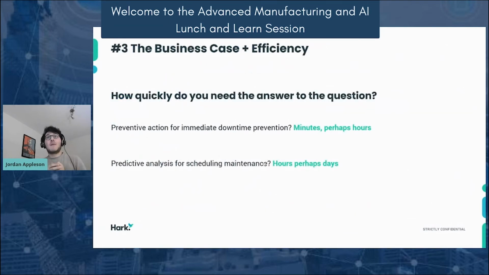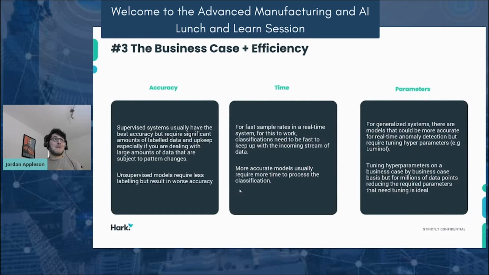Last challenge, the business case. How quickly do you need an answer to the question? For preventative action, it might be minutes, perhaps hours. For predictive analysis, scheduling maintenance, where I want to know all the anomalies that have happened, maybe hours and days. I'm conscious of time, so I'm going to whiz through this, and I have to take any questions.